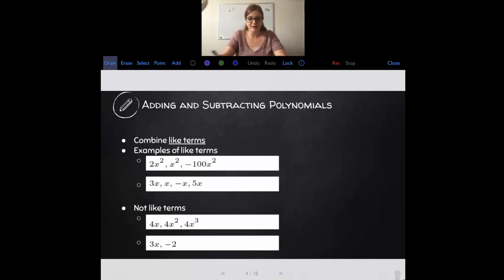Some examples of not like terms are terms that have different exponents such as below. So 4x and 4x squared, those are not like terms, so you can't add those and make them into one term. 3x and minus 2, again, if you were to try to add those or subtract those, you would still have those two terms present because we can't combine those into one.